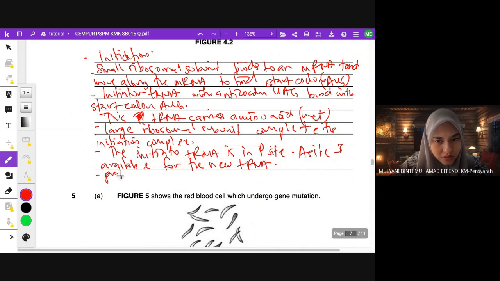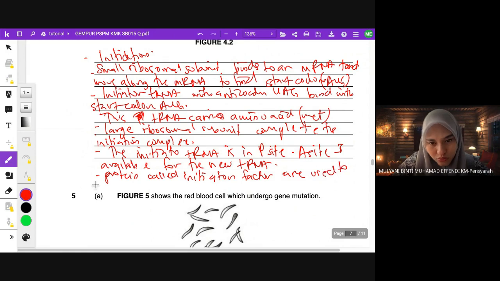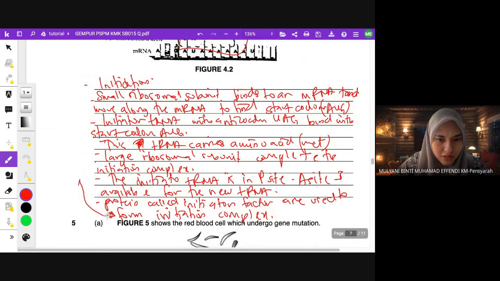So proteins called initiation factor are used to form initiation complex. Okay, tambah satu lagi point. Tak muat pula. Saya sambung di sini lah. So kat sini ni tambahan tau.